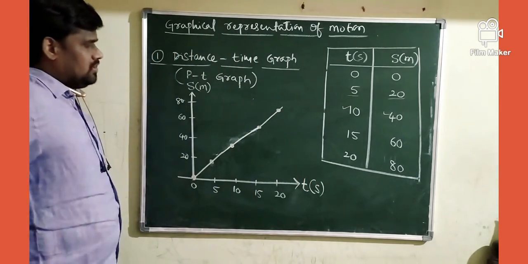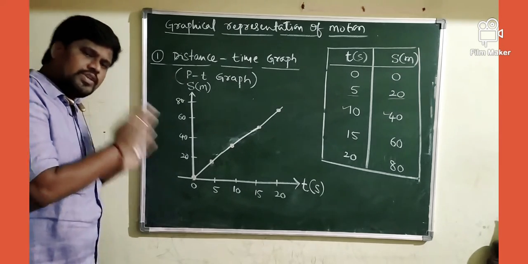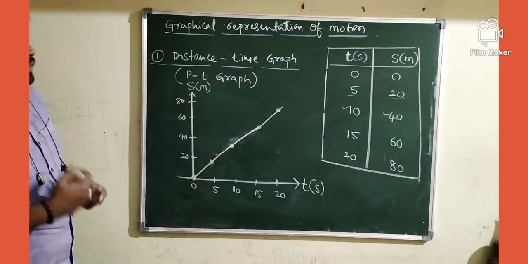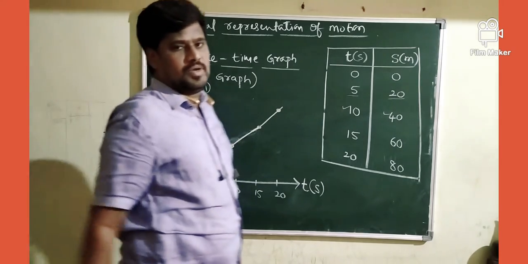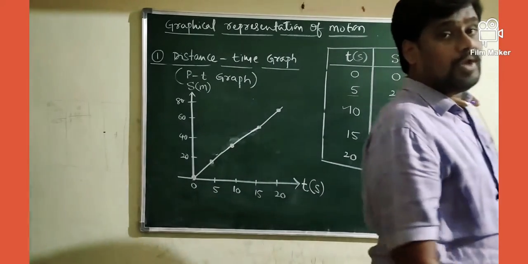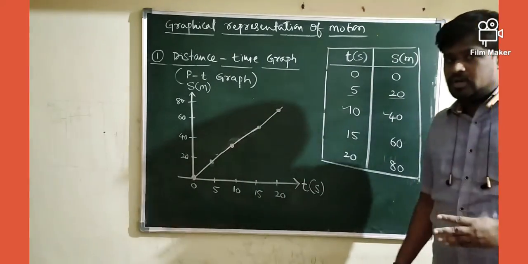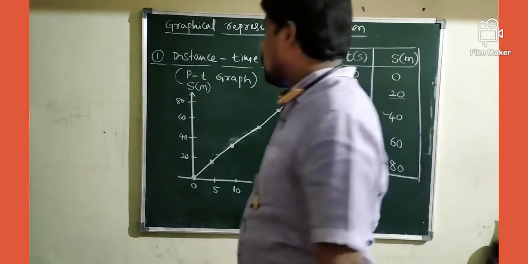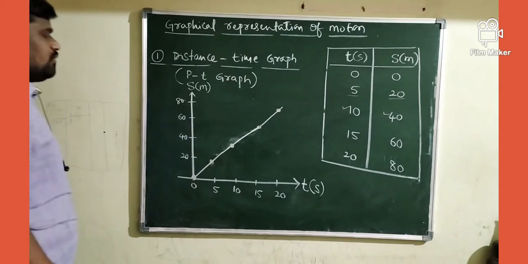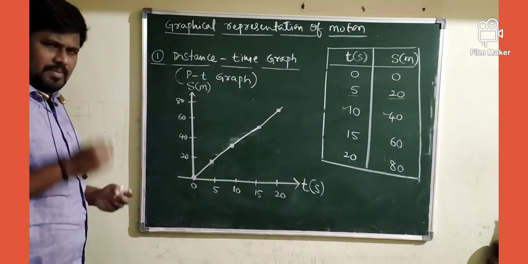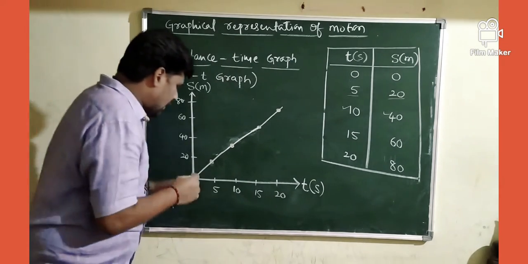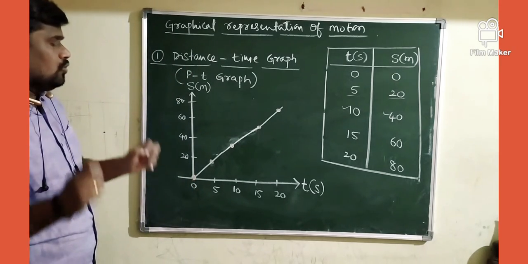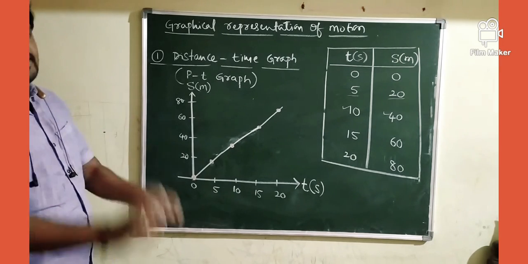So next, using the graph. Using which graph? Distance time graph. I will let you know how to calculate the velocity of a moving body. The speed of a moving body can be calculated by using what? Position time graph or distance time graph. The method is very simple. To find distance, velocity or speed of a body, you have to select any 2 points on the graph.